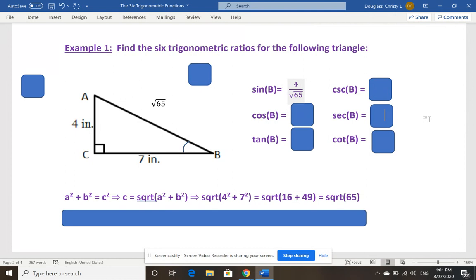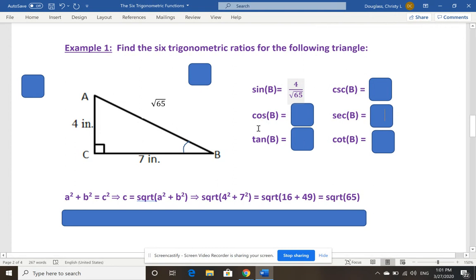Now, if you want to pause this video and see if you can figure out the ratios of the other 5 trig functions now that we've done this first one. Okay, so hopefully you paused the video and you thought through these problems. Let's see how you did.